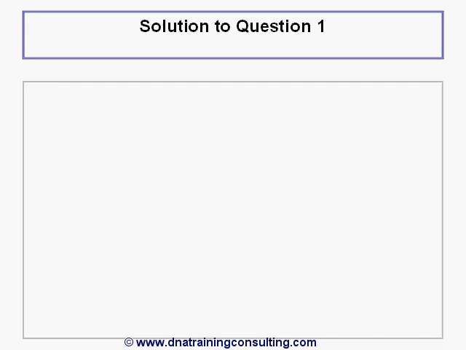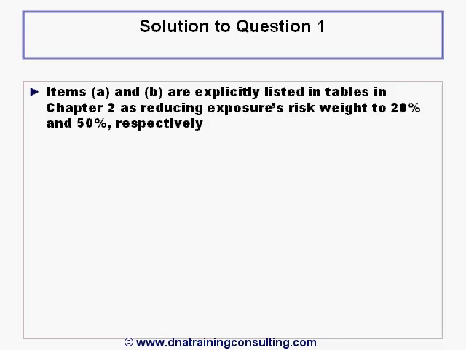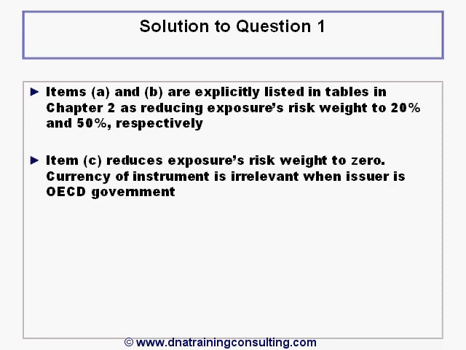Solution to question 1. Items A and B are explicitly listed in the tables in Chapter 2 as reducing an exposure's risk weight to 20% and 50% respectively. Item C reduces an exposure's risk weight to 0. The currency of the instrument is irrelevant when the issuer is an OECD government.